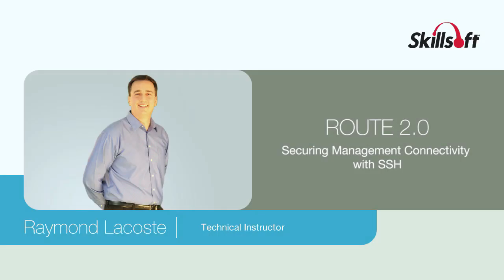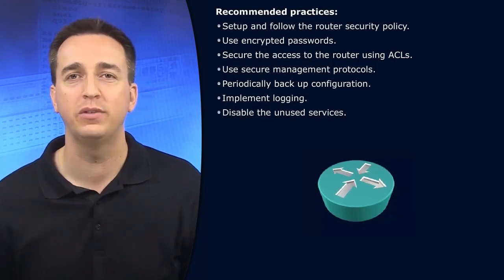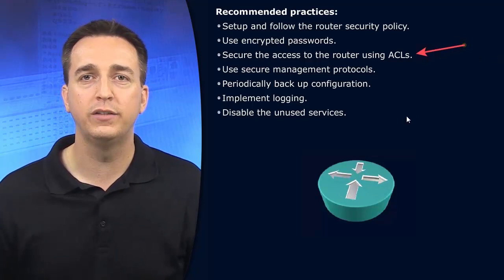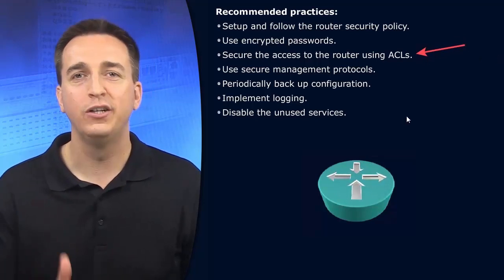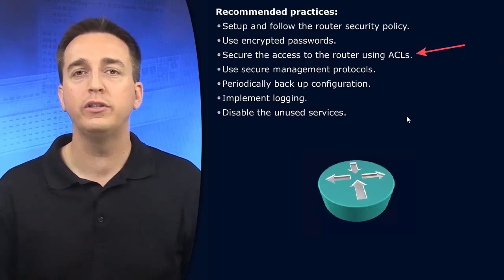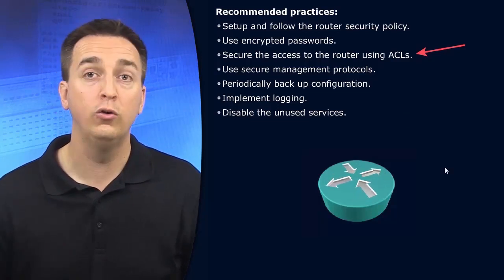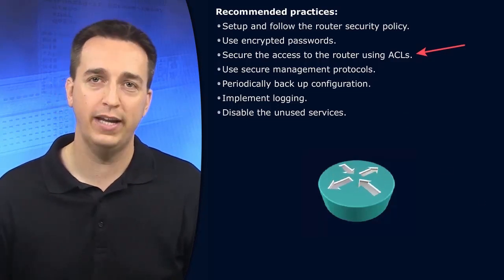We have seen many different ways that we can deploy access control lists within our organization. Another way is for securing access to our routers. So through the use of access control lists, you can define who is allowed to telnet to your router or who is allowed to use SSH to connect to your router.